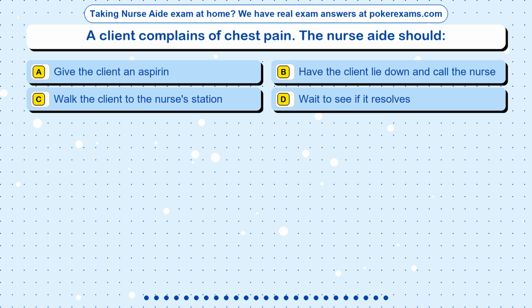Question 12. A client complains of chest pain. The nurse aide should Option A. Give the client an aspirin. Option B. Have the client lie down and call the nurse. Option C. Walk the client to the nurse's station. Option D. Wait to see if it resolves.